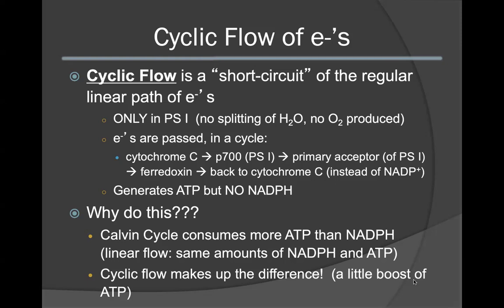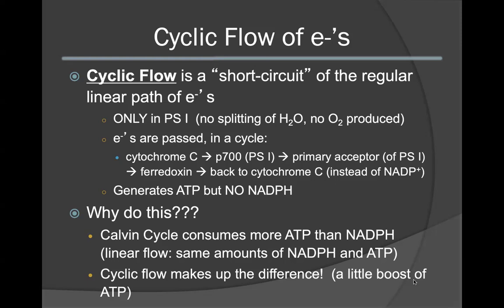They will continue to pass through the cytochrome C complex. As they pass through the cytochrome C complex, remember, protons are going to be pumped from the stroma into the thylakoid space, and this can be used to generate additional ATP.